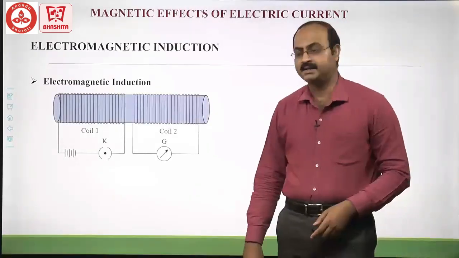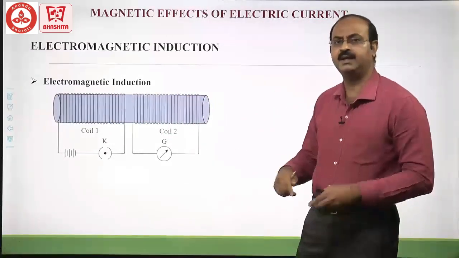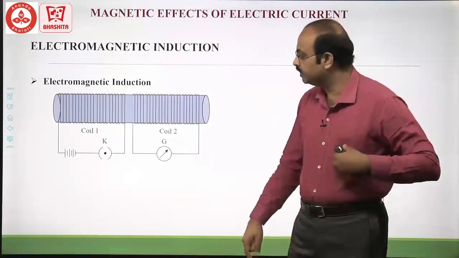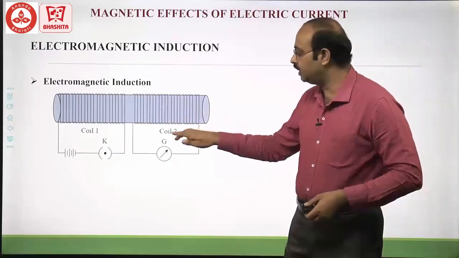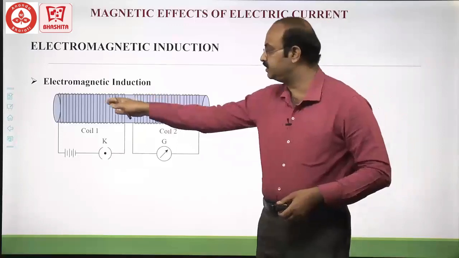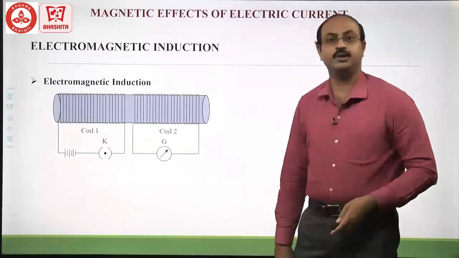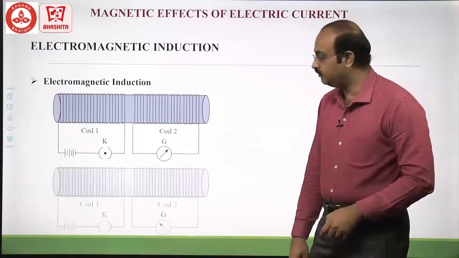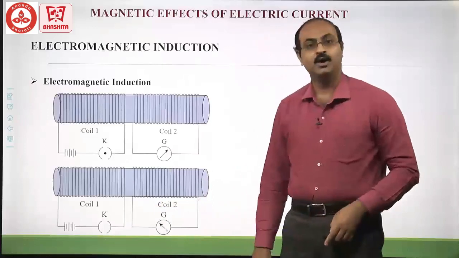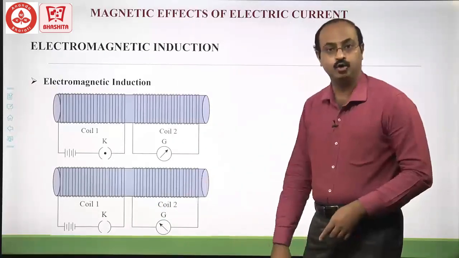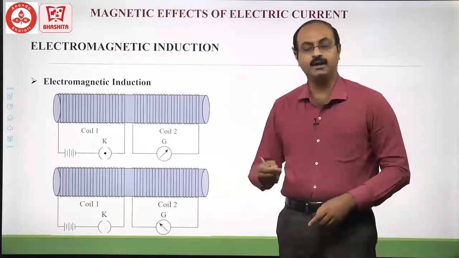Also, if you place two coils wound on an insulating material, say a plastic tube, one coil is connected to a battery and the other coil is not connected to any battery but is nearby. When you switch on the current here, the galvanometer shows a deflection, and when you switch off, again there is a deflection but in the opposite direction in coil 2.